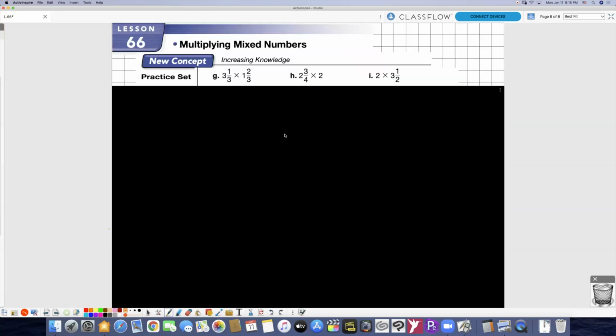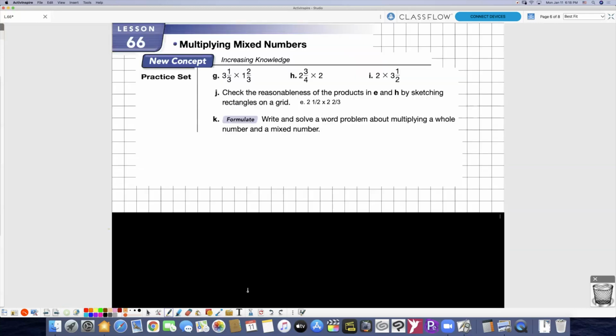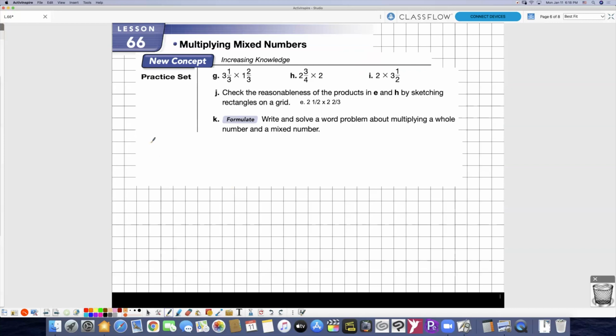All right, let's do letter G. We'll do that down here. So letter G, 3 1/3 times 1 2/3. So 3 times 3 is 9, plus 1 makes 10/3, times 3 times 1 is 3, plus 2 makes 5/3 in this case. And if I was to multiply those out, I'd end up with 50/9.